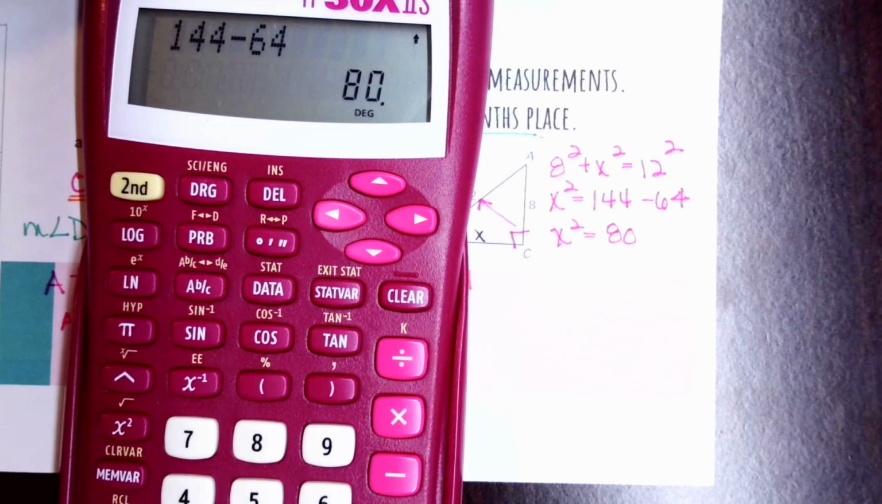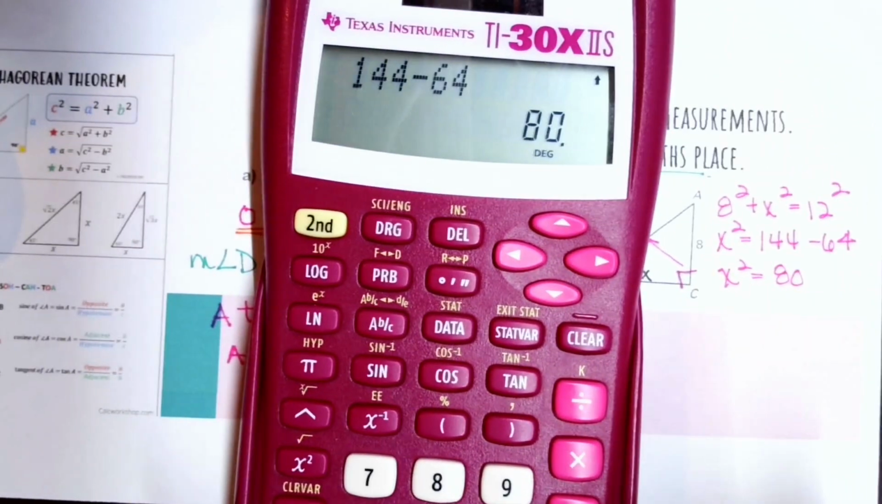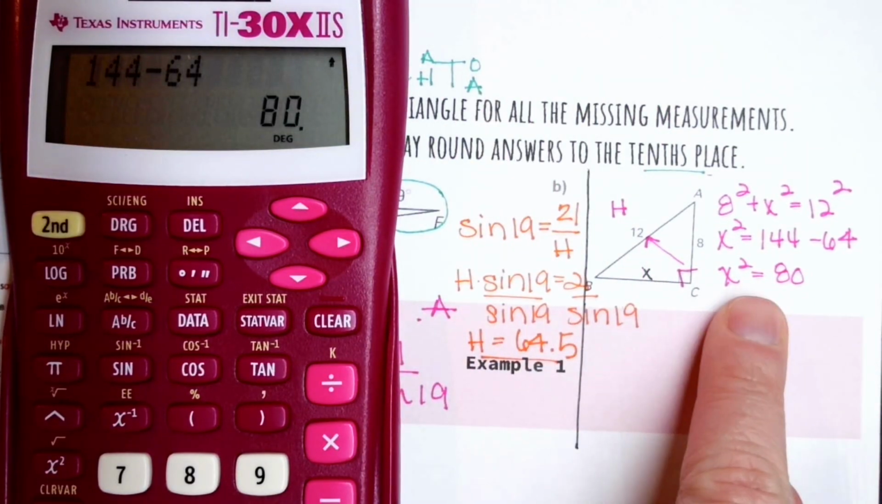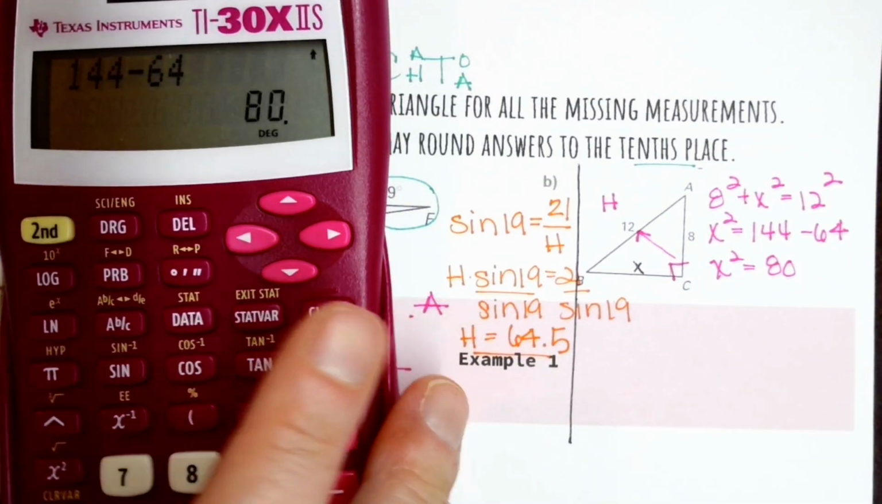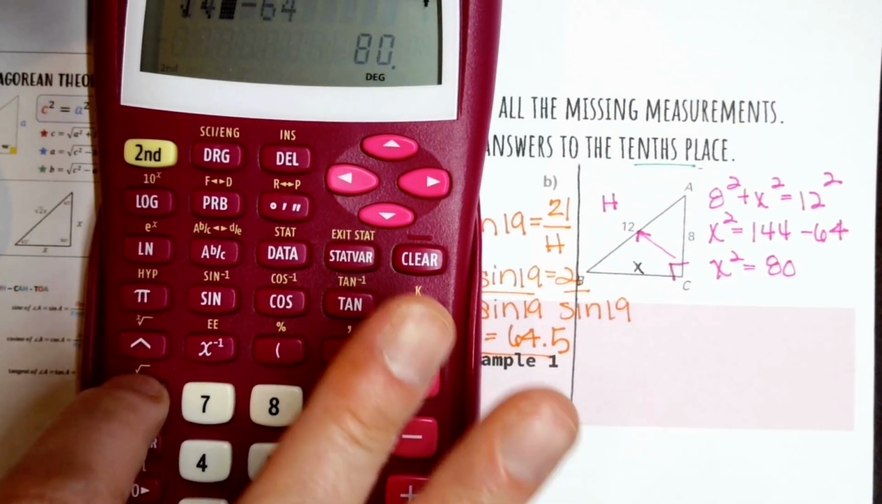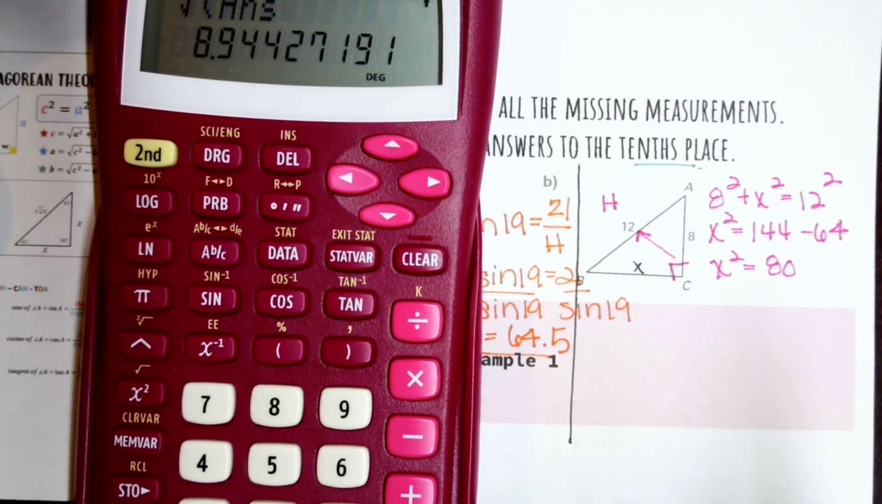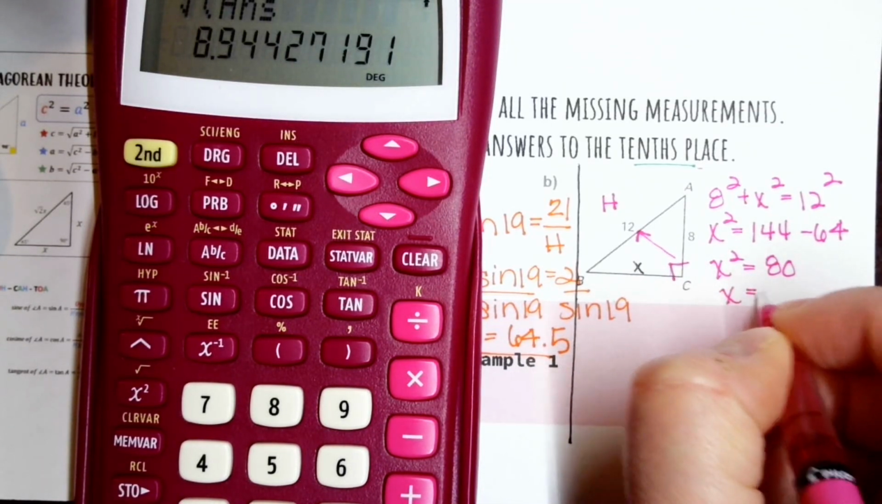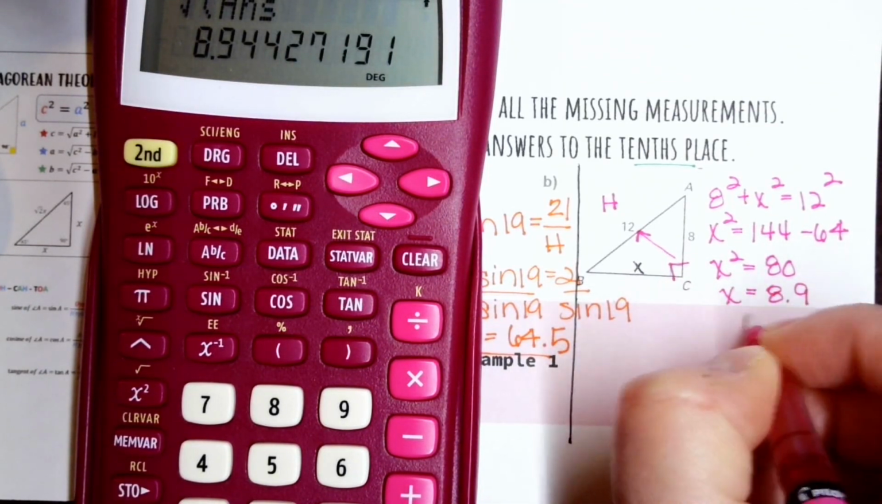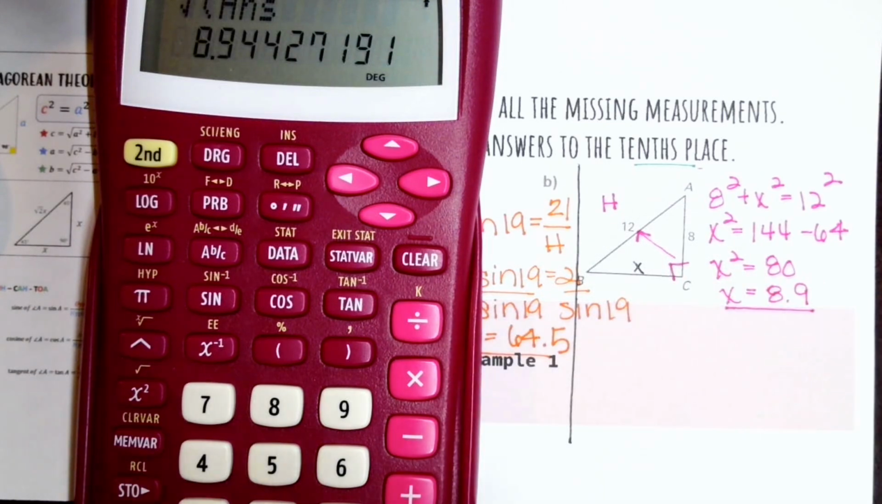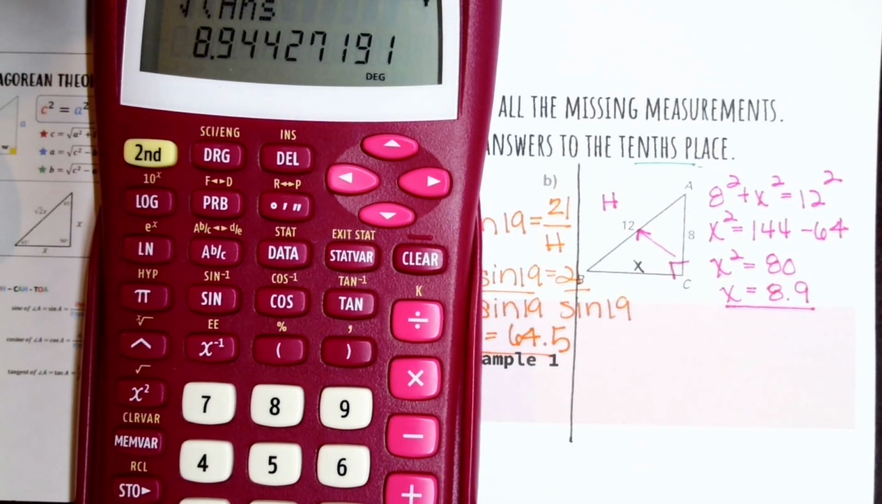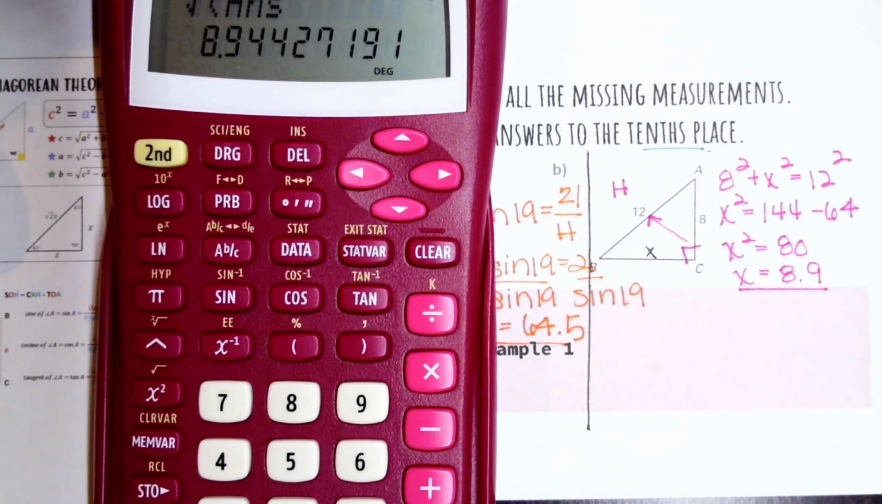Now again, I'm allowed to round, I don't have to, even though we could absolutely break that down into the radical. It said tenths place, so we're okay to just go ahead and take a square root. All right, so x is going to come out to about 8.9. Again, that's a side. So there's one of them. Now we've got to find the other angles. This is what you were practicing yesterday.